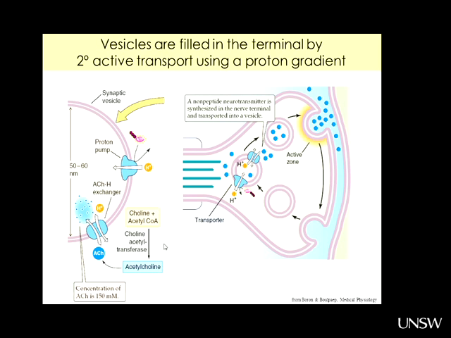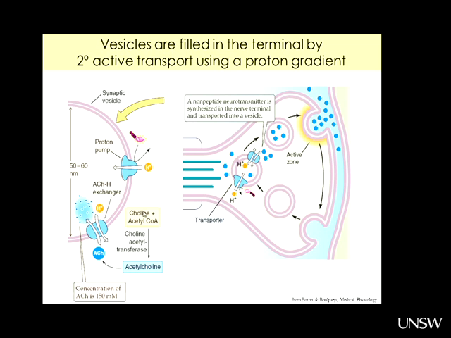We've got choline to be combined with acetyl-CoA. There's an enzyme that does that, choline acetyltransferase. That's making acetylcholine inside the nerve terminal. We now need to get that acetylcholine inside a vesicle.